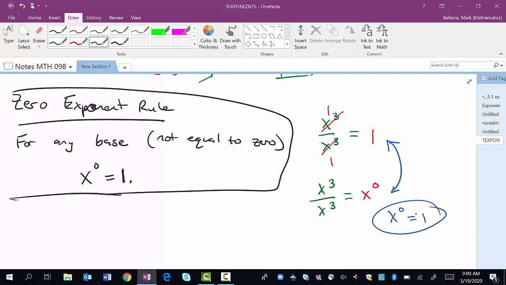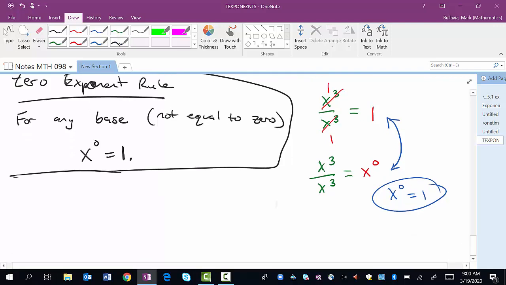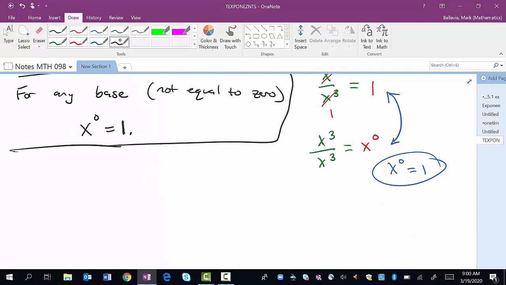So any base to a power of 0 will always equal 1. That's something you should know. It's not necessarily a difficult rule, but a lot of times people make mistakes with it because they get a little confused. So we're going to do a few of these.